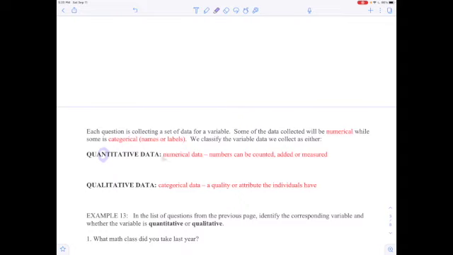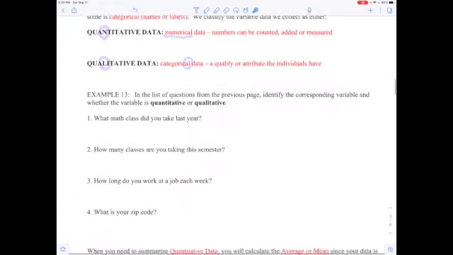That's going to be number data. Now, when you have that, the numbers can be counted, added, and measured, and that will make sense. Keep that in mind. The next one you have is qualitative. It's like categorical. So there's an L right there, and that's why categorical. That's qualitative, and I will usually say it more dramatically: a quality or attribute the individual has. So it's quality, okay?